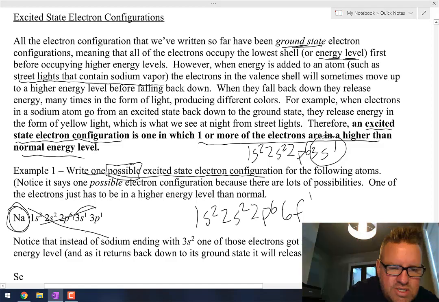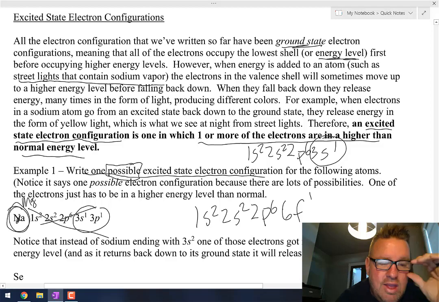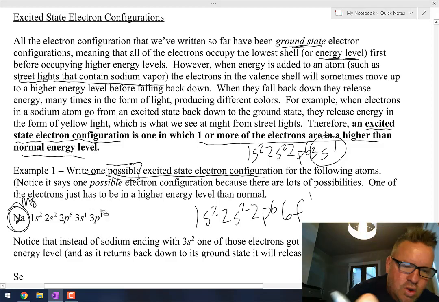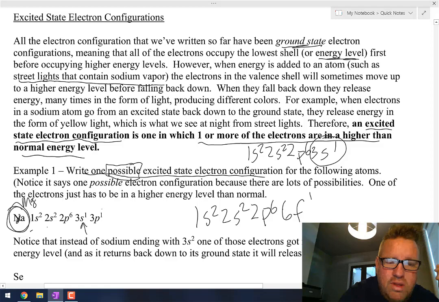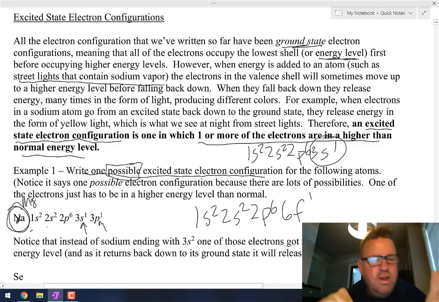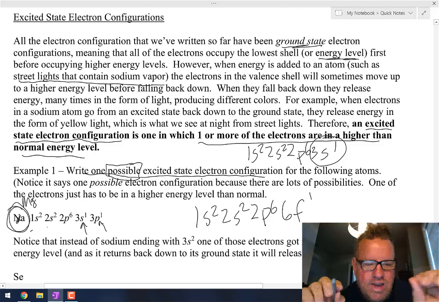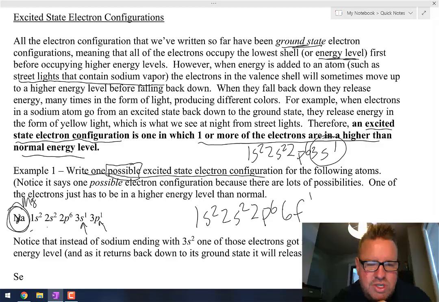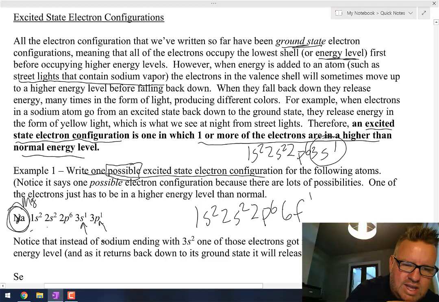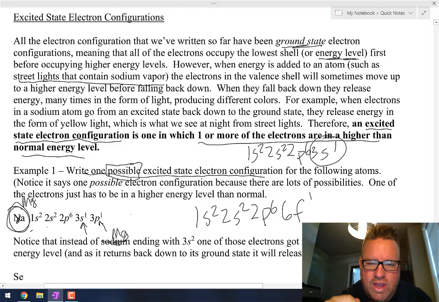Now you'll notice the mistake I made here. Basically, instead of sodium, this would be magnesium. Magnesium is normally 1s2, 2s2, 2p6, 3s2, but notice this one electron here got moved up to a higher energy level instead of being in the 3s subshell. So, not sodium, magnesium ending with 3s2, those electrons got moved up to a higher energy level.